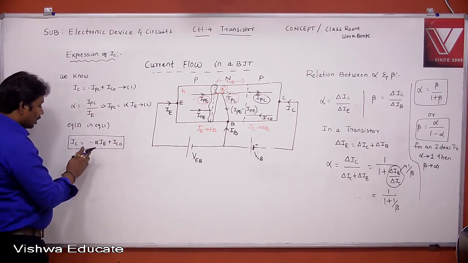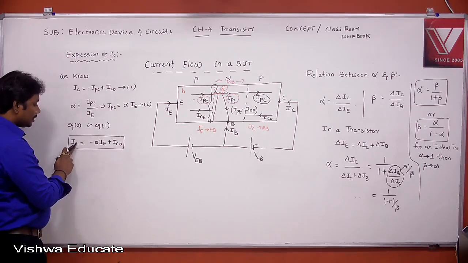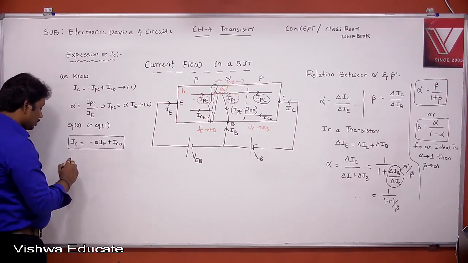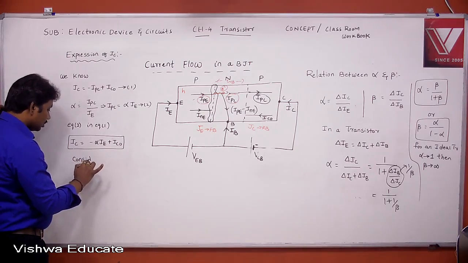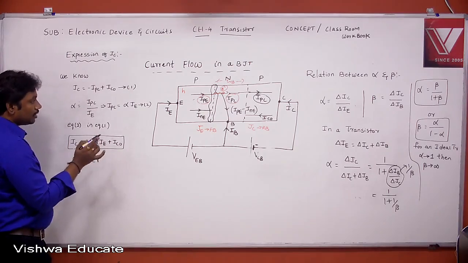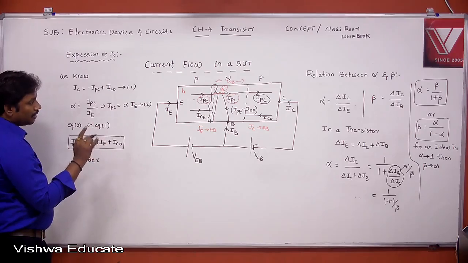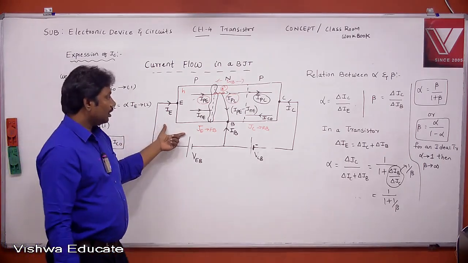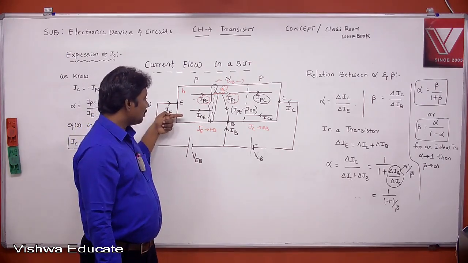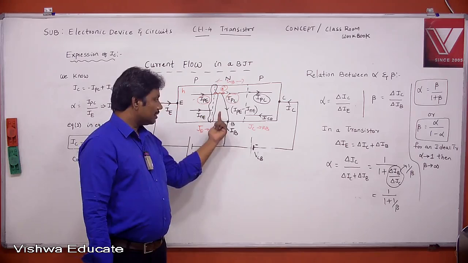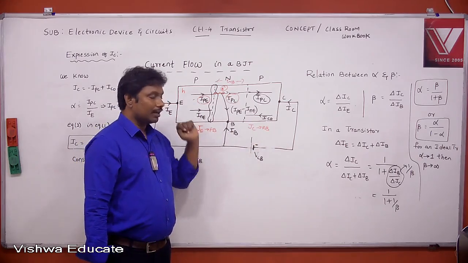Right? Similarly, I can also express it in terms of beta. See, for that, consider the relation between IE, IB and IC. See the figure actually. Here what is the relation between IE, IB and IC? Here IE is the entering current, IB is the entering current, IC is the entering current actually.